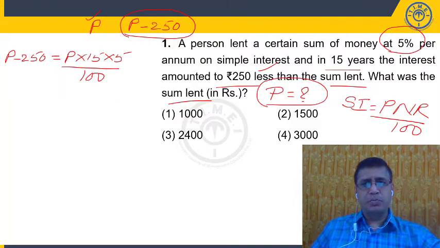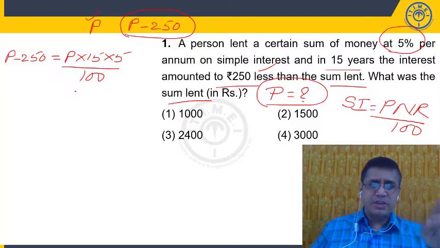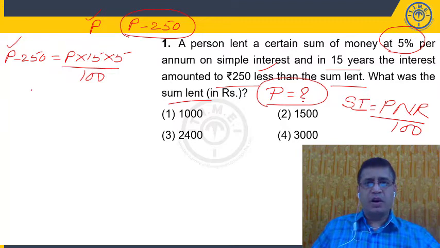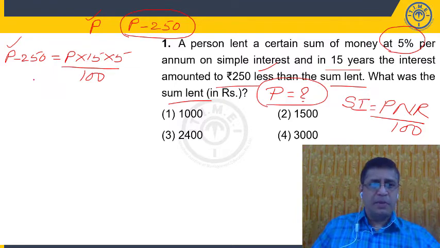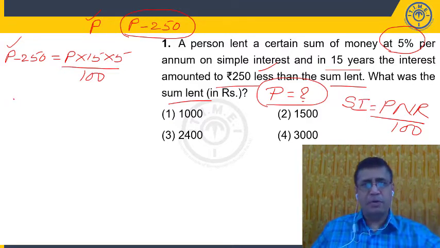Simple interest is equal to PNR by 100. Just by doing cross multiplication, you will get the value of P. When you cross multiply P into 100, it is 100P. 250 into 100 is equal to 25,000. So 100P minus 25,000 is equal to 75P. By taking variables on one side and numbers on the other side, you will get the value of P.